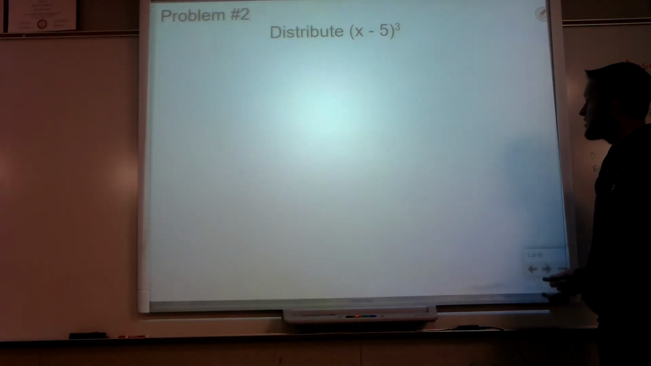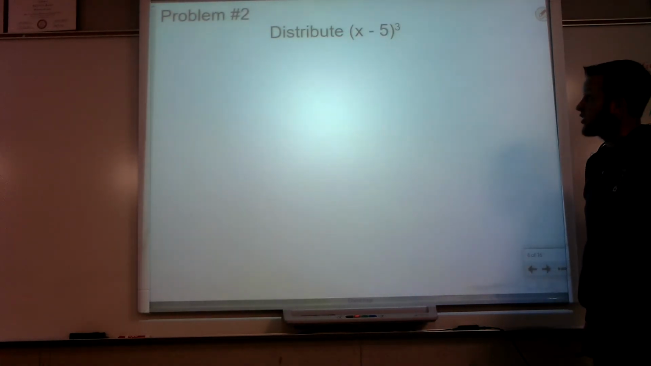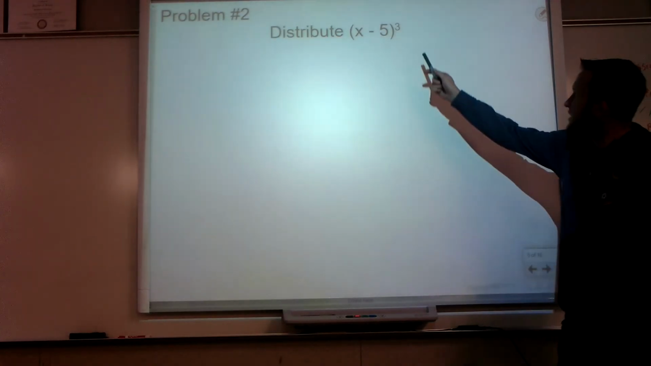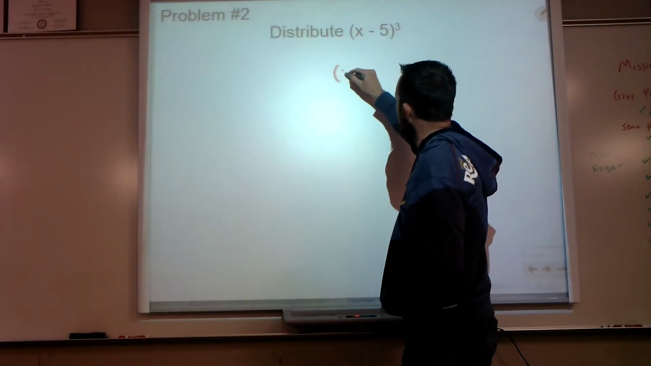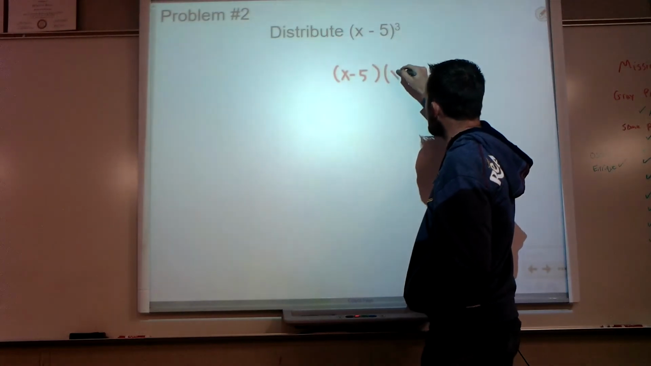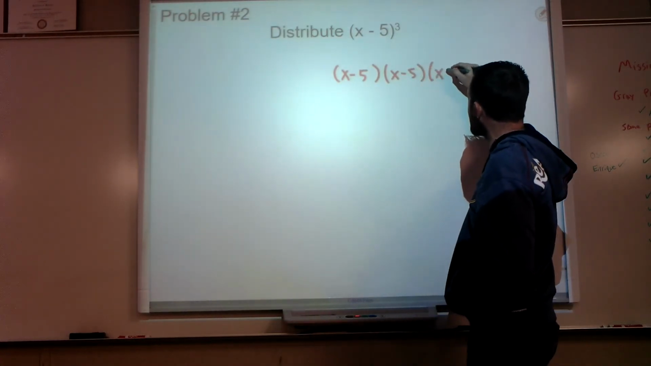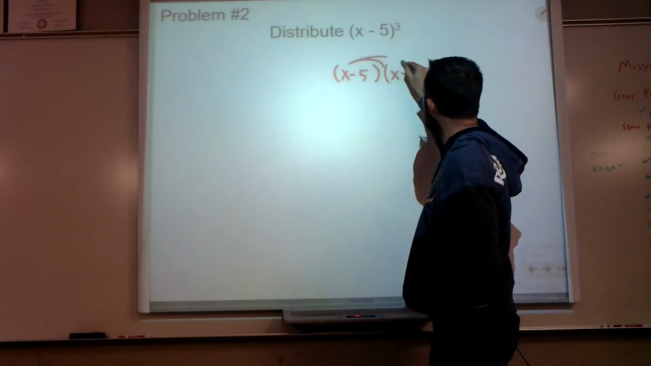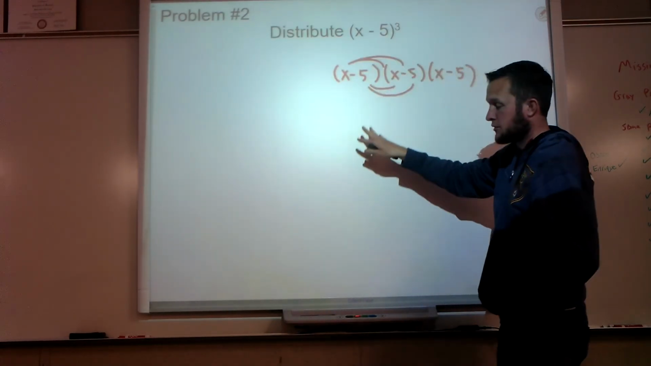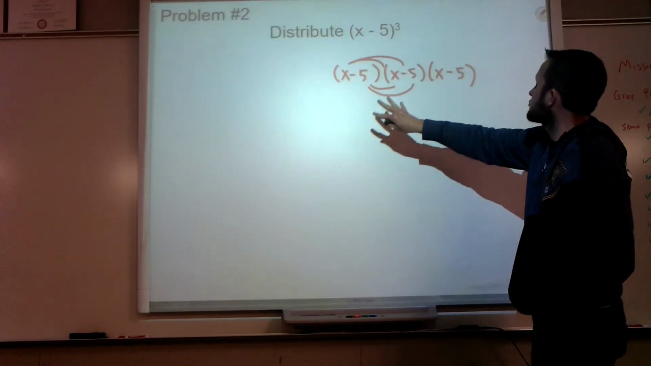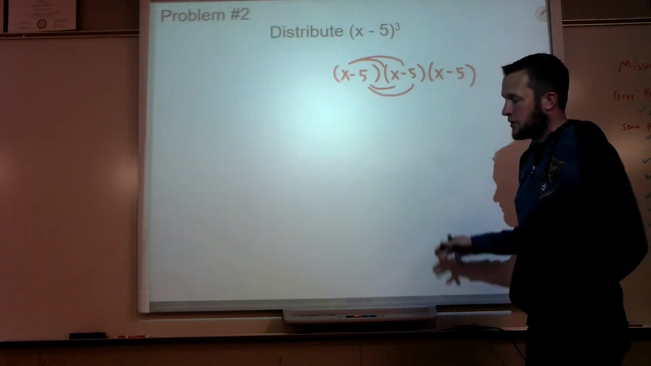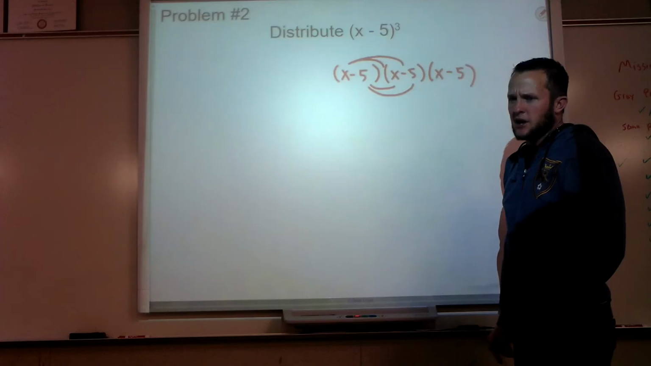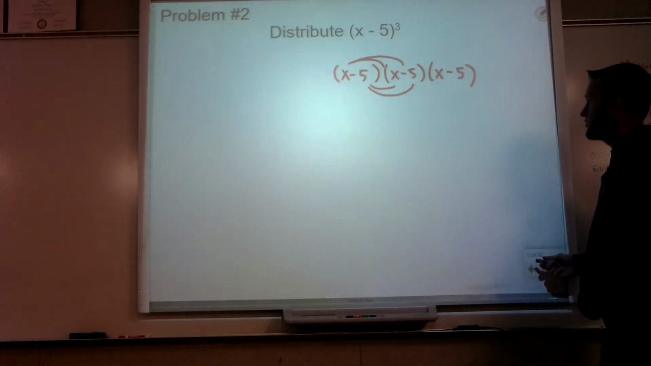Not too bad, but then you'd get a harder one. This one's a little harder because you have a cube. So that means I've got x minus 5 multiplied with x minus 5. Once again, x minus 5. So I would have to go and multiply this first one out, simplify, combine like terms, and then distribute it again with this one and then multiply it out. A little bit harder, but still you should be able to do that.